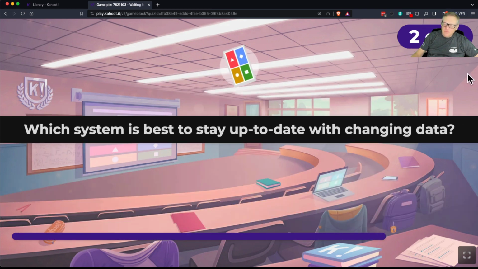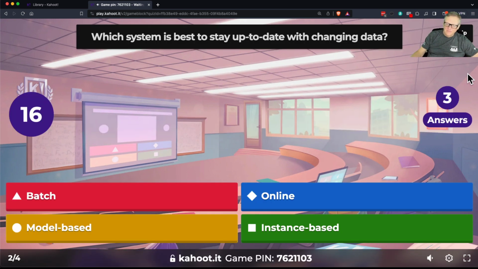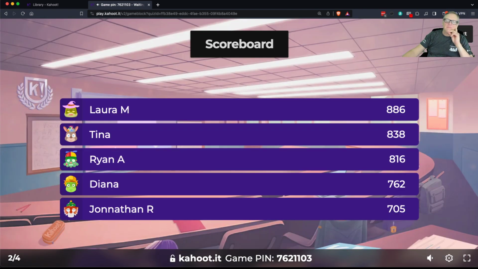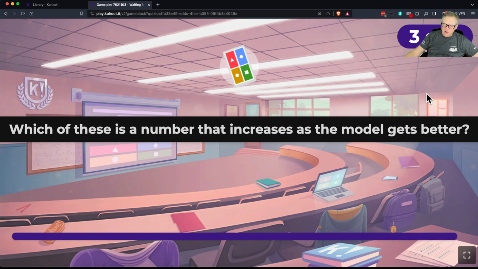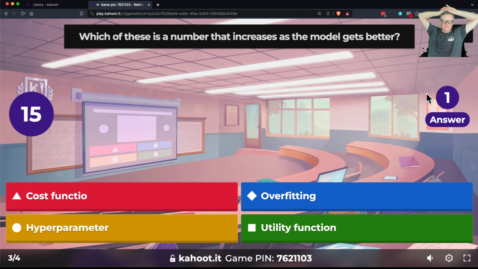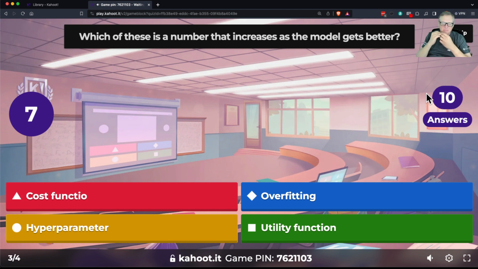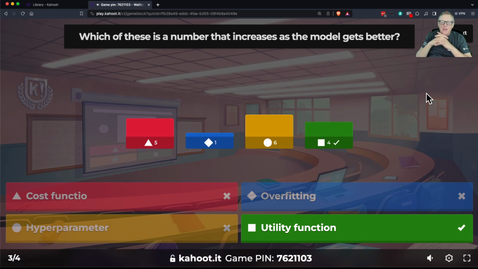Which one keeps up to date with changing data? Those are the online ones, okay. All right, so a number that increases as the model gets better, that's called a utility function. The cost function is the opposite. That's a number that you try to make small.